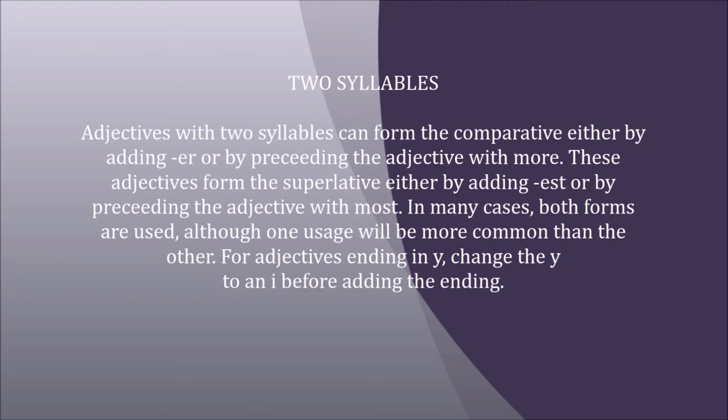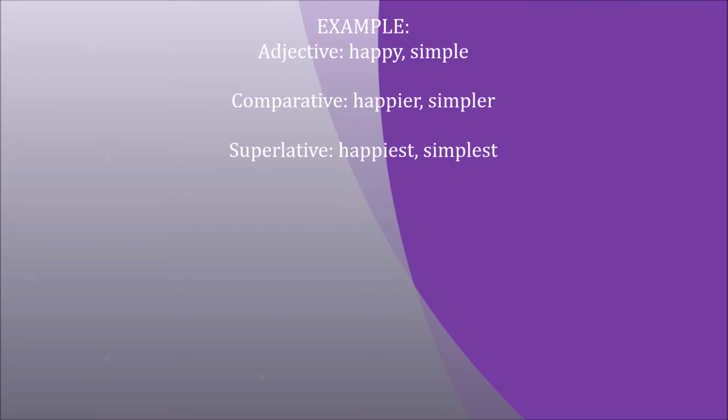Two syllables. Adjectives with two syllables can form the comparative either by adding er or by preceding the adjective with more. These adjectives form the superlative either by adding est or by preceding the adjective with most. In many cases, both forms are used, although one usage will be more common than the other. Adjective ending in y, change the y to an i before adding the ending. Example: adjective happy, comparative happier, superlative happiest. Adjective simple, comparative simpler, superlative simplest.